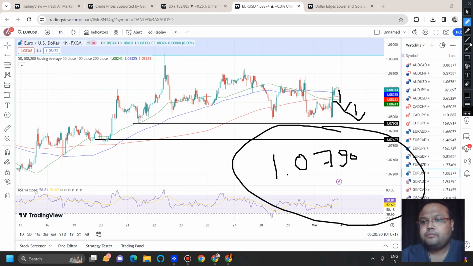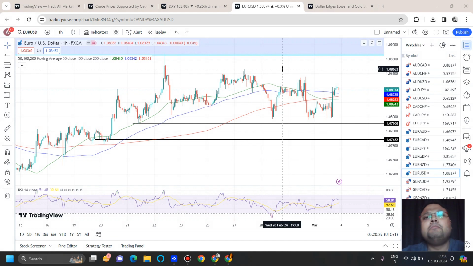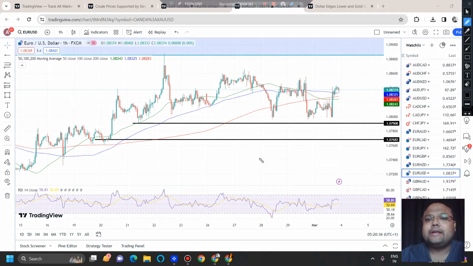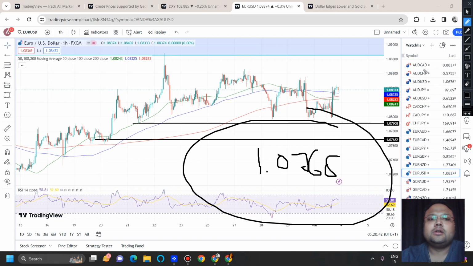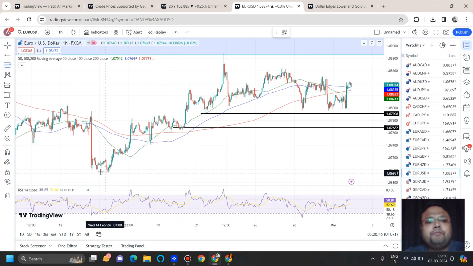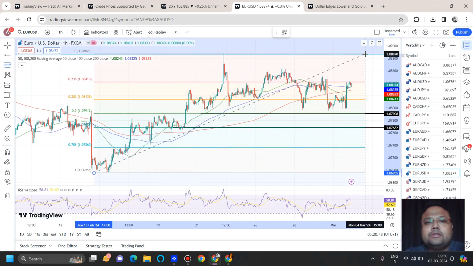And in case the market surprises us with heavy selling pressure, in that case our next support will be 1.0768. This is our next support on the chart of Euro USD, or the best support. If you're wondering why, then let me show you. Here we are using FIBO.